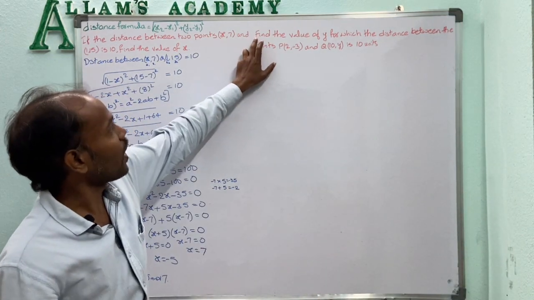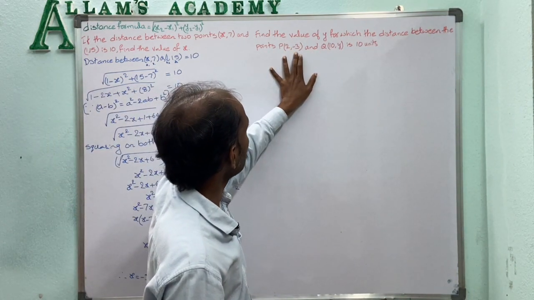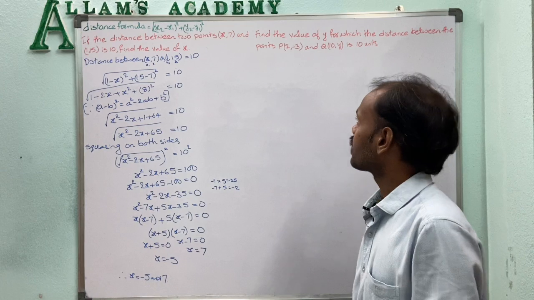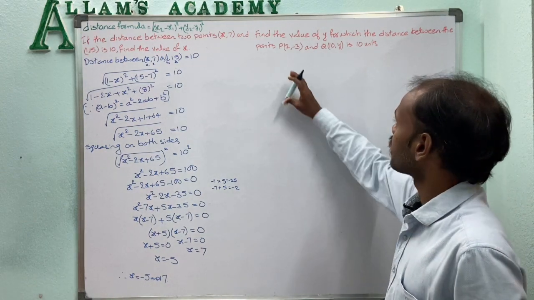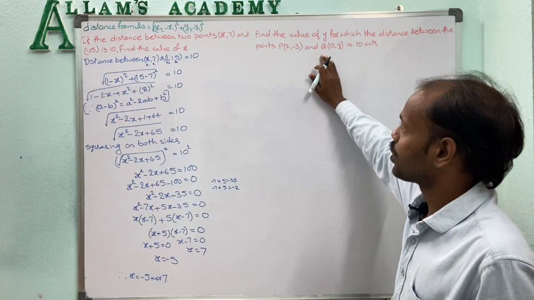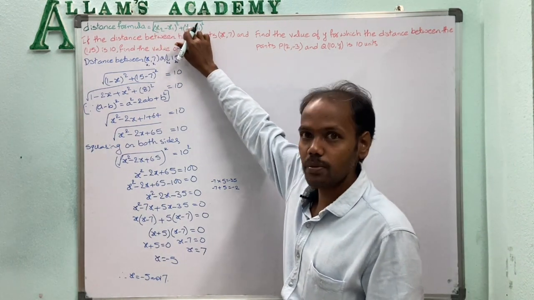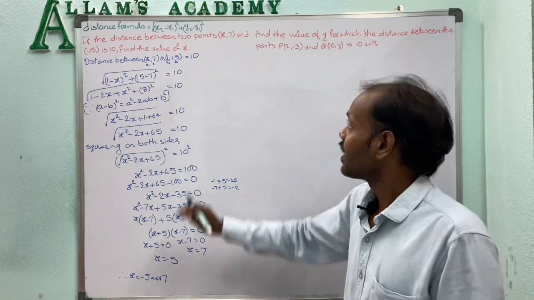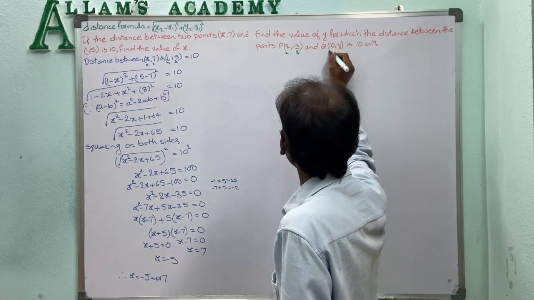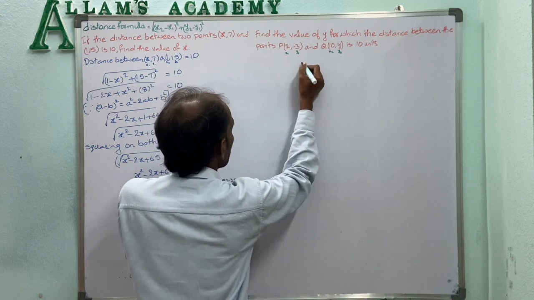Now here, find the value of y for the distance between the points P(2, -3) and Q(10, y) is 10 units, given. Here we have to find the distance between the points P and Q, that is nothing but the length of the side PQ, which is 10 units. The distance between any two points is equal to the square root of (x2 minus x1) whole square plus (y2 minus y1) whole square. By that principle, we take the P value as x1, y1 and the Q value as x2, y2. So PQ is equal to 10 units.